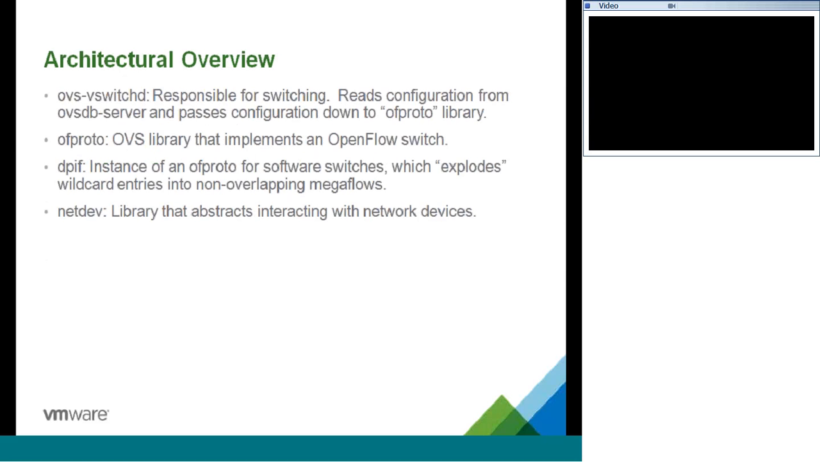So ovs-vswitchd does the actual switching. It has the forwarding logic, so it reads the configuration from the OVS-DB server. It receives packets from the datapath, figures out what to do with them, and caches them appropriately. Or actually, sorry, it talks to the OFProto library. The OFProto library actually is what does the translation.